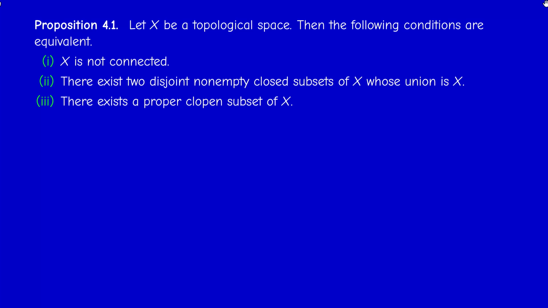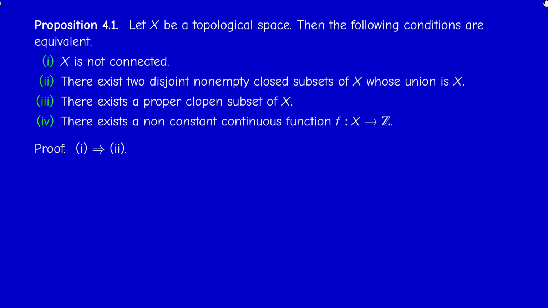Clopen means both open and closed. Proper means it's not empty and it's not the whole space. You already observed that. Last condition, there exists a non-constant continuous function f from X into the set of integers Z. So let us do a circular proof. 1 implies 2, we already observed that.